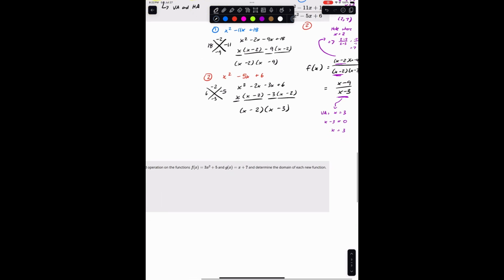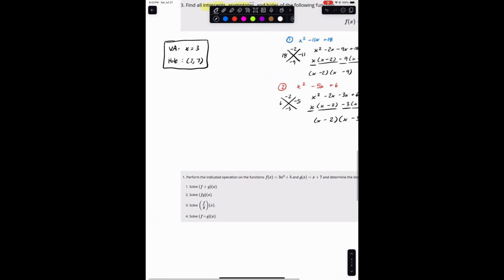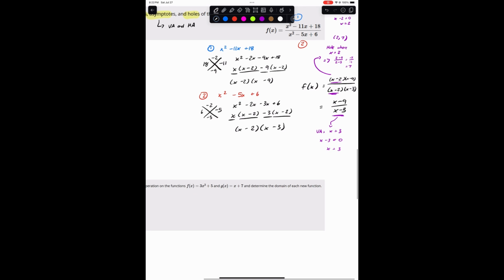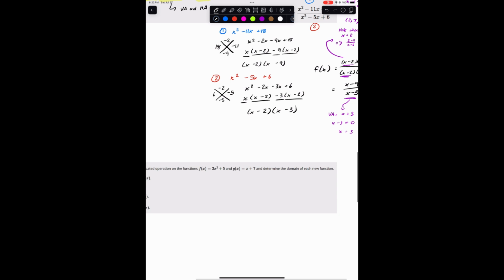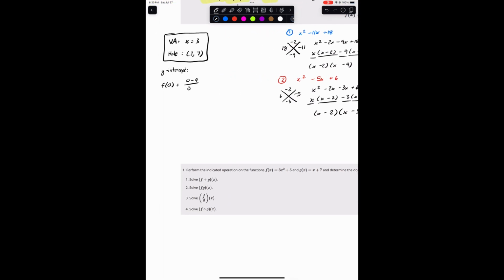Intercepts are pretty easy. So you plug in values as needed. So y-intercept. This is when x is 0, right? So we'll use our simplified version. So f of 0 equals 0 minus 9 over 0 minus 3, which is negative 9 over negative 3, which is positive 3. So y-intercept is at 0 comma 3. There's another answer.